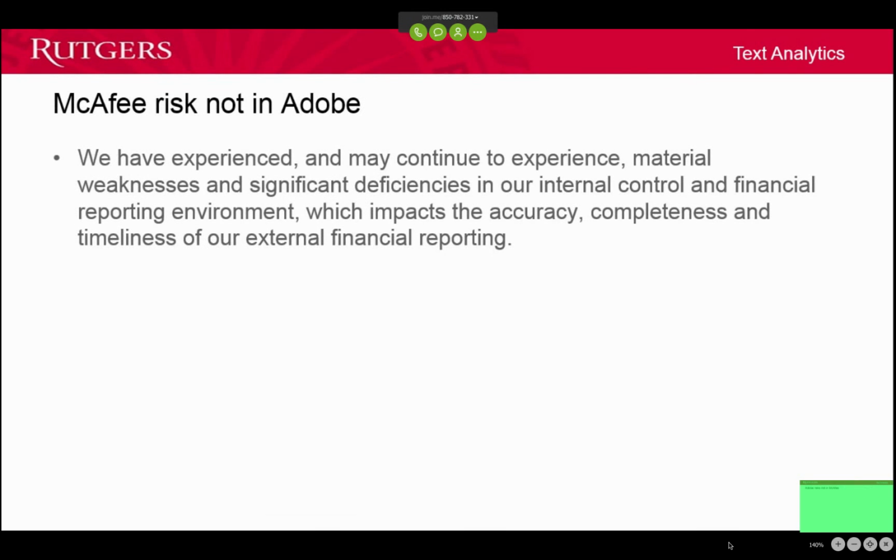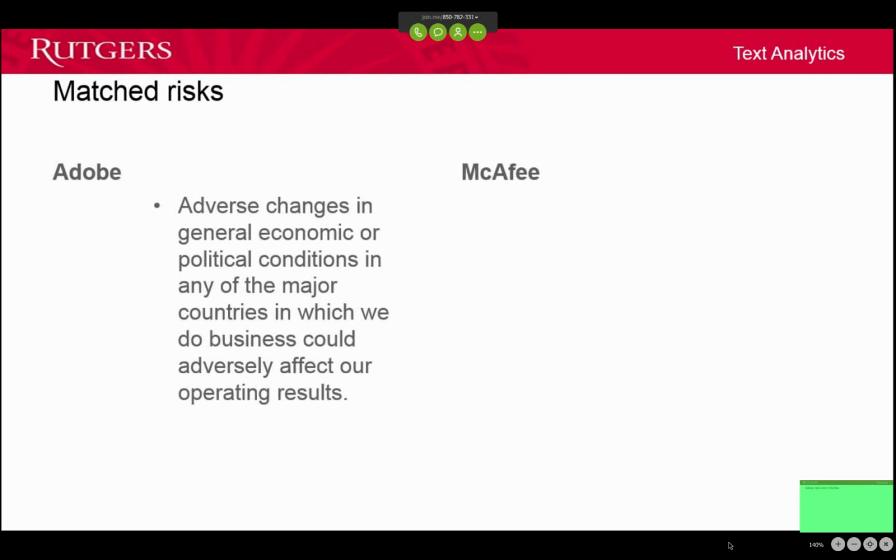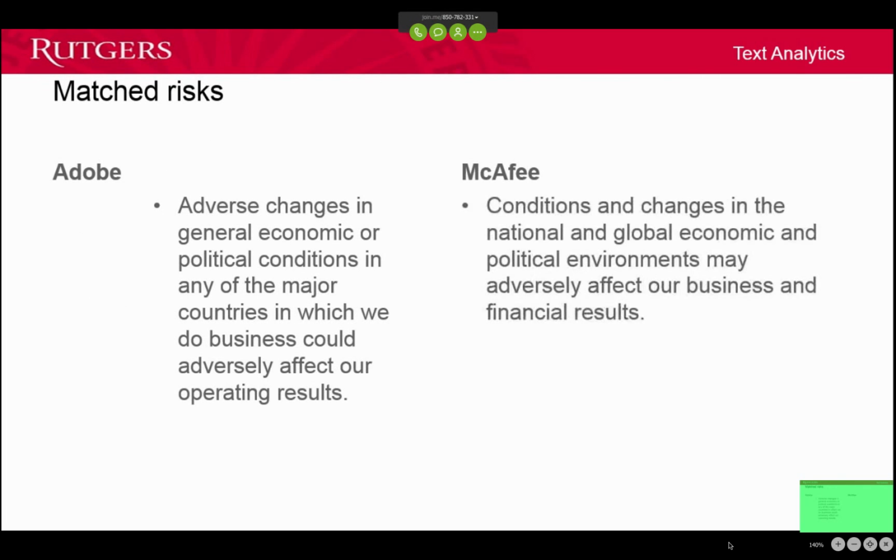First of all, there are some risks that McAfee used that Adobe didn't use. We don't need to read those. Okay, so here are two risks that are the same, all right? Even though they're worded quite differently. This was the strongest match I had. So Adobe says, adverse changes in general economic or political conditions in any of the major countries in which we do business could adversely affect our operating results.